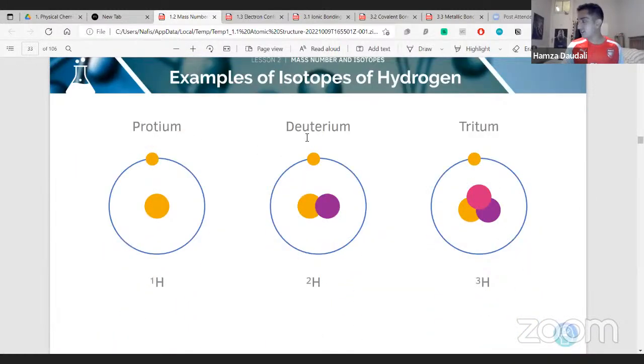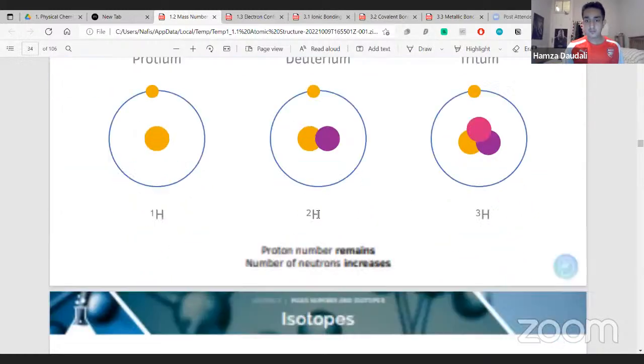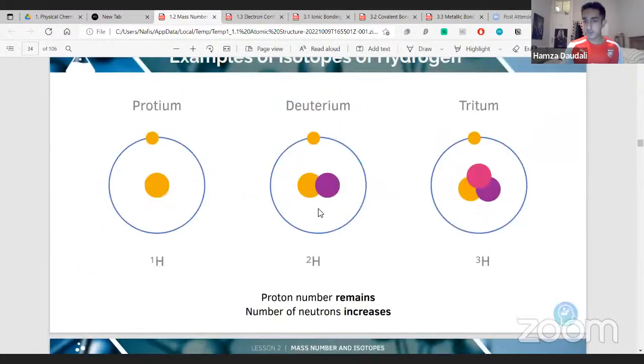So isotopes of hydrogen include protium, deuterium, and tritium, H1, H2, and H3. And you can see that all of them consist of different numbers of neutrons. Protium consists of no neutrons, just one proton. Deuterium consists of 1 proton and 1 neutron, and tritium, 1 proton and 2 neutrons. So the proton number will always remain the same, but the number of neutrons will change.